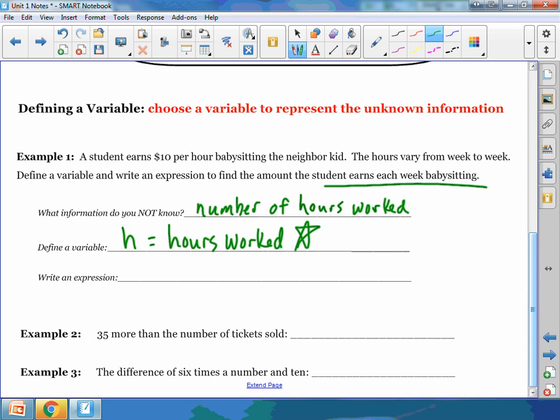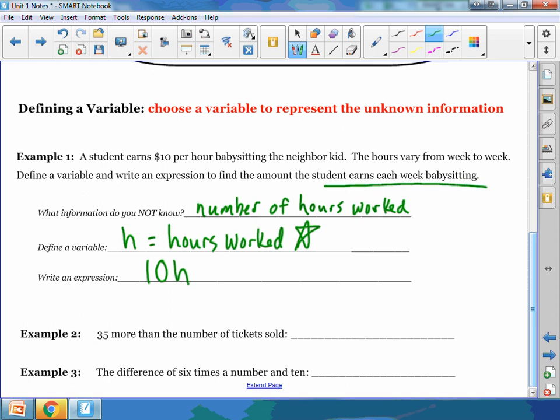Now, what would our expression be? Using the variable, we're going to write an algebraic expression here. Zoe? 10 times H. That's it. I don't want an equal sign here. So don't put 10 times H equals another variable. No. All right? That would be considered an equation. We just want an expression. An expression does not contain an equal sign.